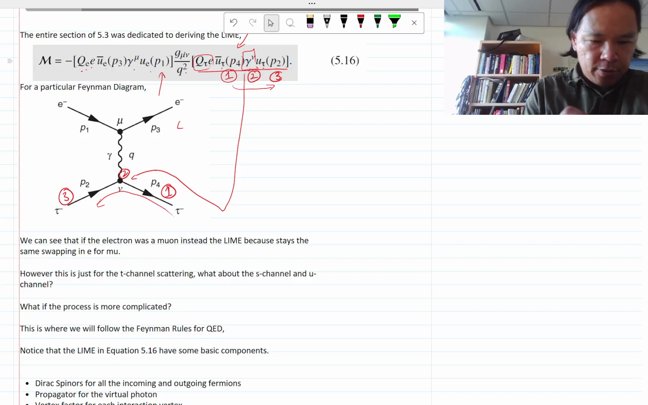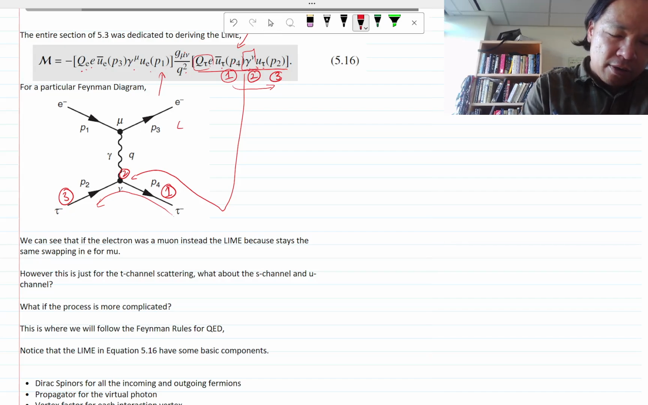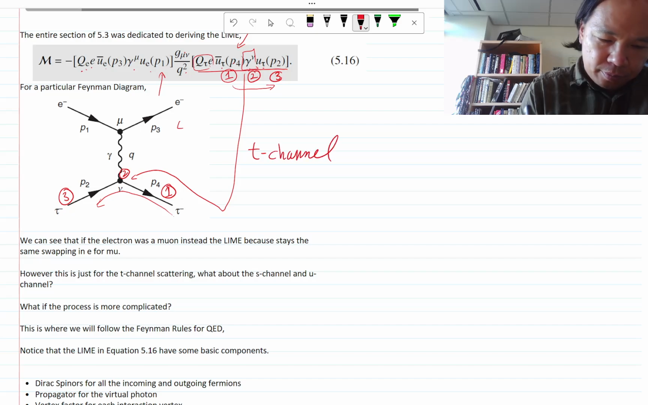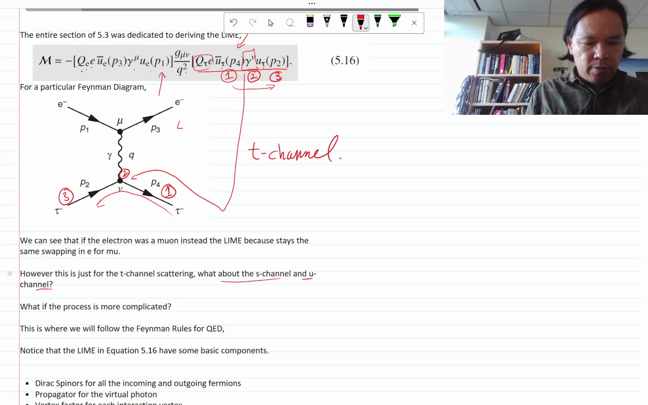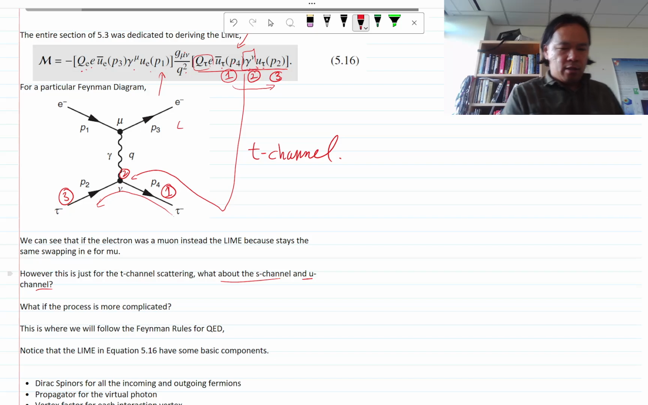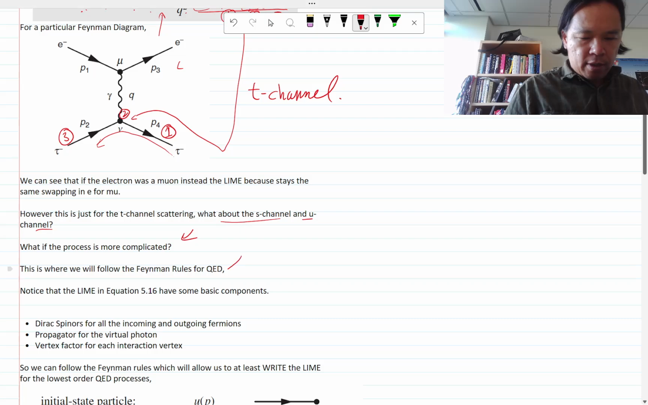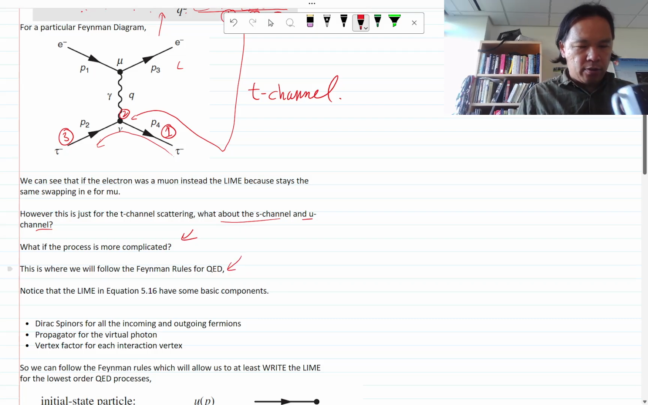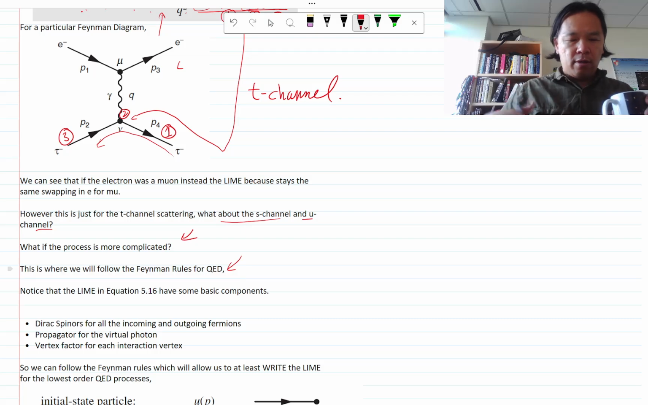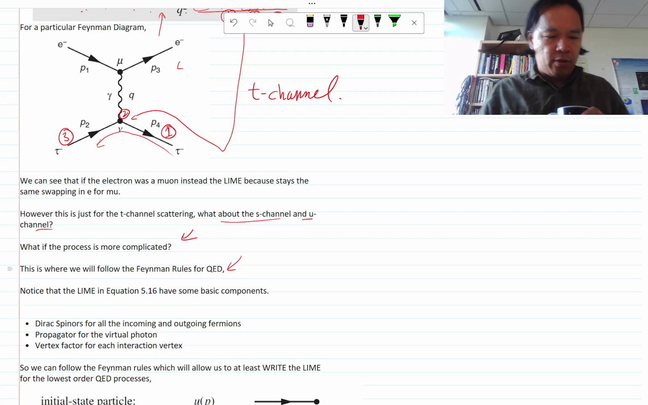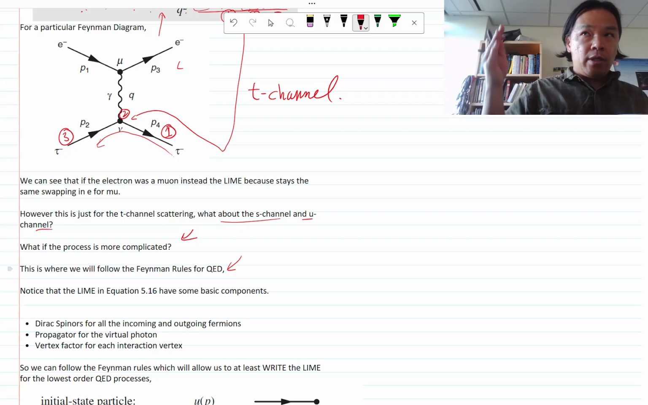But this is just for the T channel scattering. So remember, this is the T channel. So what about the S channel? What about the U channel? How do we do anything that's a little bit more complicated? This is where we're going to find the Feynman rules of quantum electrodynamics, and then essentially you can do all the calculations in quantum electrodynamics to the lowest order diagram.